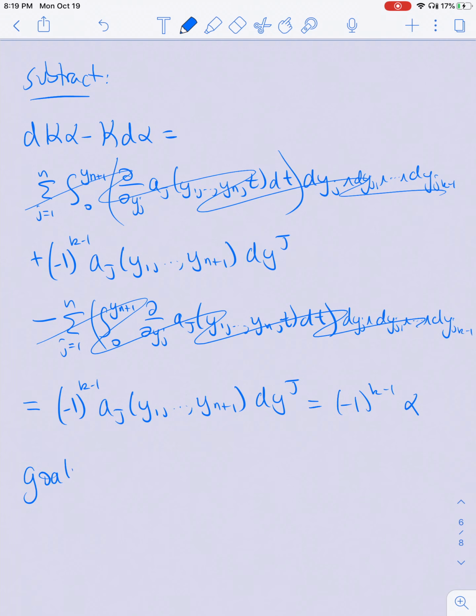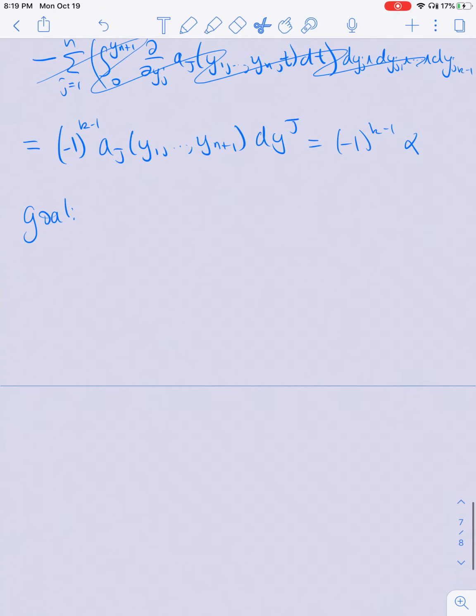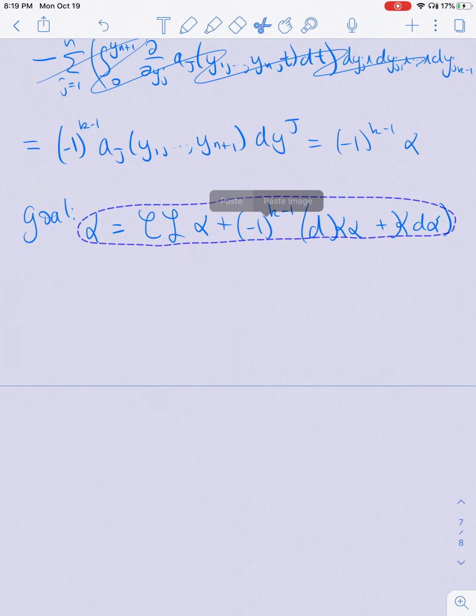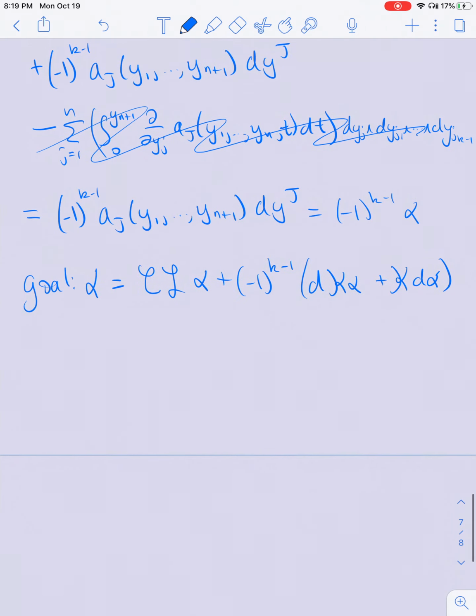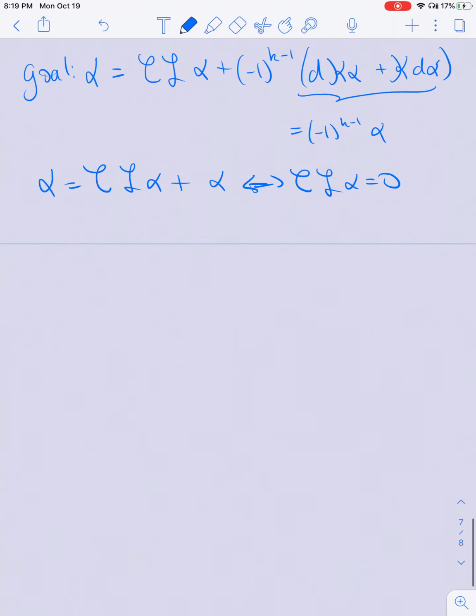which is just (-1)^(k-1) times alpha. So our goal, remember, was to show this equality here. And to do so, what I've shown is that this part is equal to (-1)^(k-1) times alpha. So the goal now becomes showing that alpha is equal to CL alpha plus alpha, because (-1)^(k-1) times (-1)^(k-1) is just alpha. So this is equivalent to showing that CL alpha is equal to 0. CL alpha is not going to be equal to 0 in general, but just in this case, it will be.